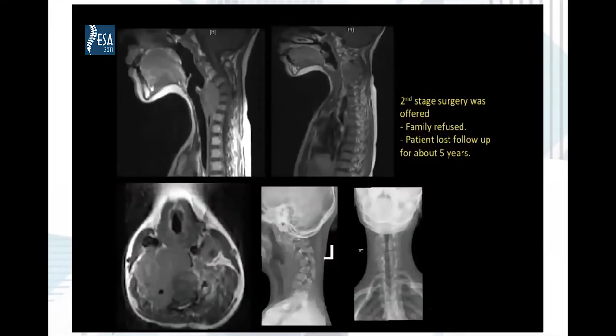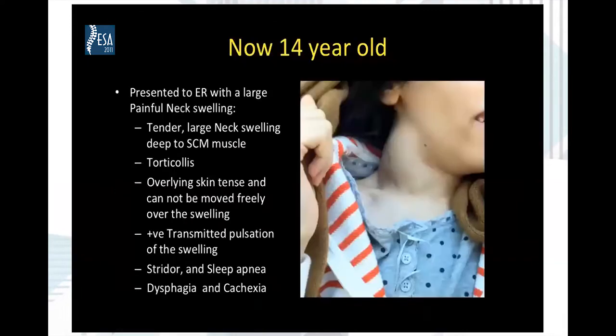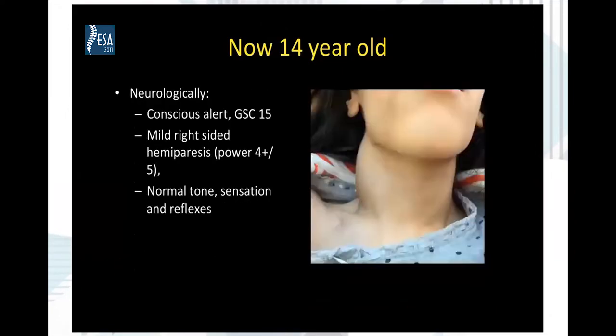Only to show up at some follow-ups where the tumor was growing, and then when she was 14, that is 8 years later, the tumor was growing rapidly. The tumor was growing and forming a mass into the spine and forming torticollis with a tense skin overlying. Patient was cachectic and had dysphagia at the time.